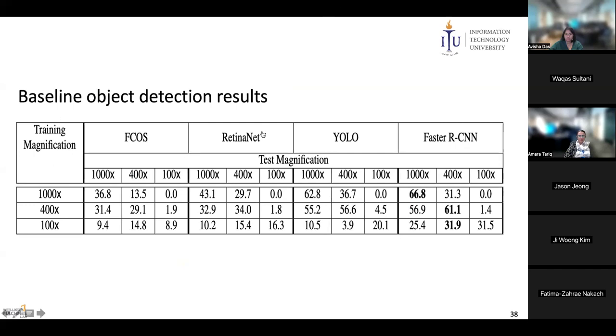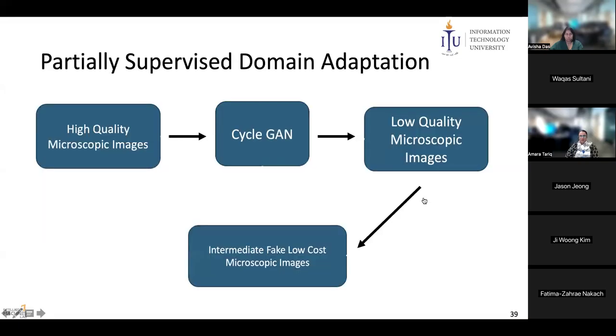So to generate the baselines, we train different networks: FCOS, RetinaNet, YOLO, and Faster RCNN with different resolutions. We train on 400x and 100x, and we tried all these combinations to find which one among these four works best. In those experiments, we found Faster RCNN actually working well, giving us this accuracy. So for the rest of the experiments, we continue with Faster RCNN.